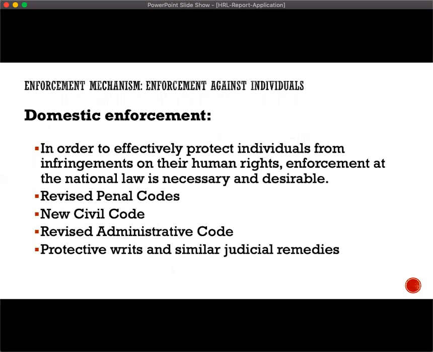In order to effectively protect individuals from infringement of their human rights, enforcement at national law is necessary and desirable. So we have the most domestic enforcements. These can be found in the Revised Penal Code, the New Civil Code, the Revised Administrative Code, and the protective writs and similar juridical or judicial remedies.